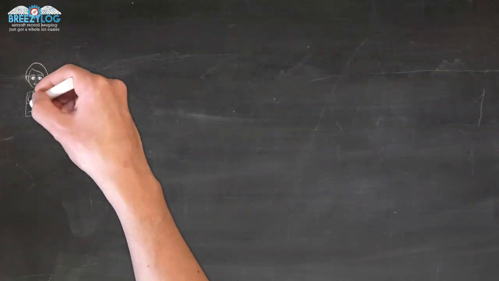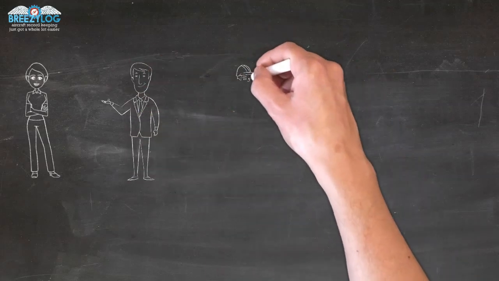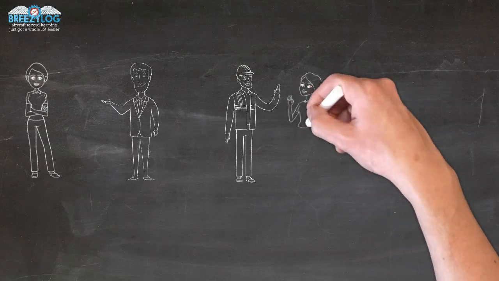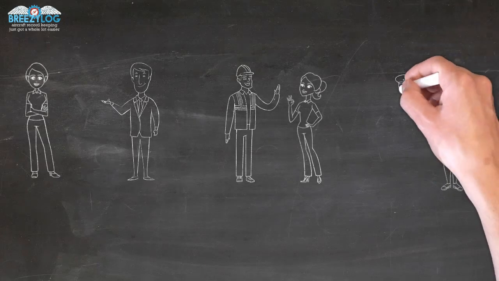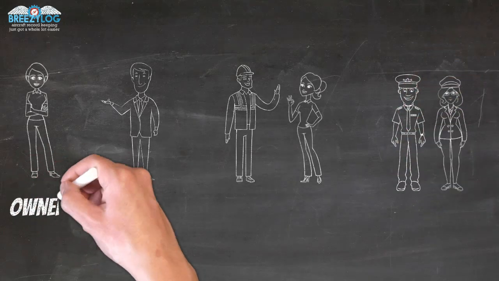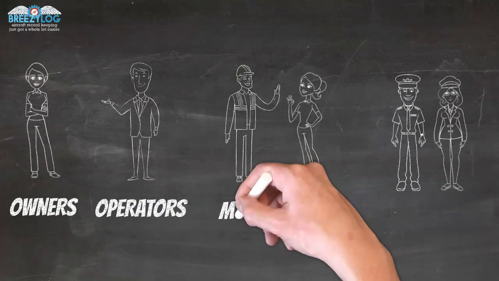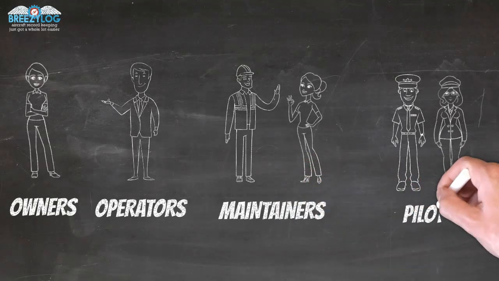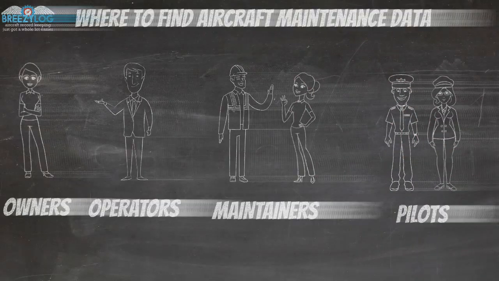Aircraft maintenance is a very important part of aviation safety. Everyone involved in aviation has their own part to play to ensure the risk of an accident or incident is reduced. Failure to perform regularly scheduled maintenance will not only reduce flight safety, but will also increase the running cost of an aircraft. Whether you are an aircraft owner, operator, maintainer, or a pilot, knowing where to find maintenance data can help increase safety and reduce operating costs.